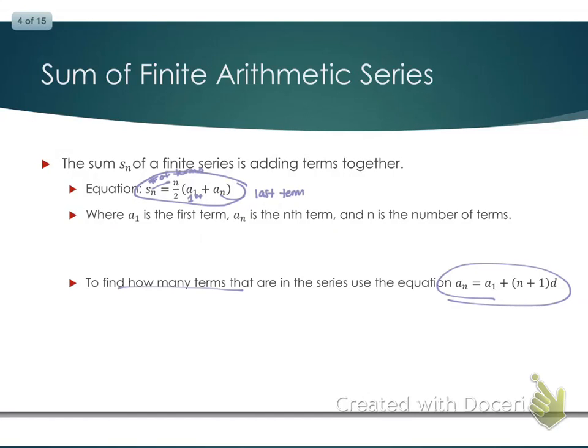Sometimes we need to find n, the number of terms, and to do that we're going to use our explicit equation from the arithmetic sequence. A sub n stands for your last term again, a sub 1 stands for your first, n stands for your number of terms, which a lot of times you're going to be solving, and d is the distance from term to term. So to find the number of terms, sometimes you have to use the explicit equation. To find the sum of all the terms added together, you use this equation right here.